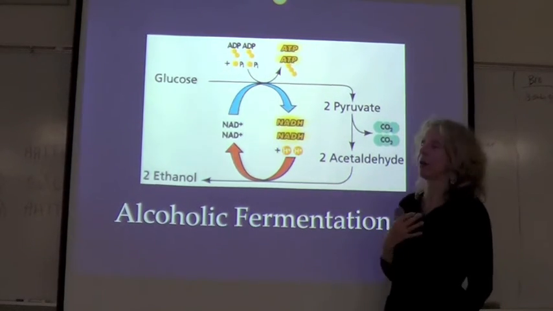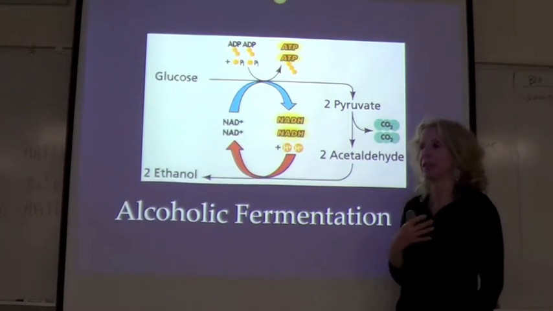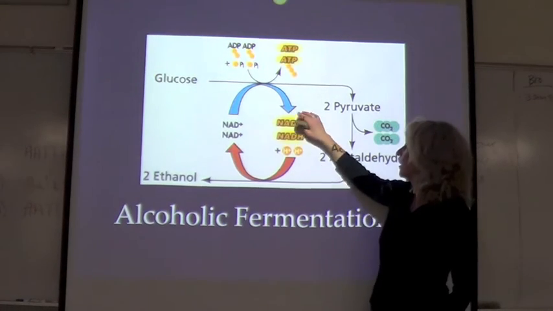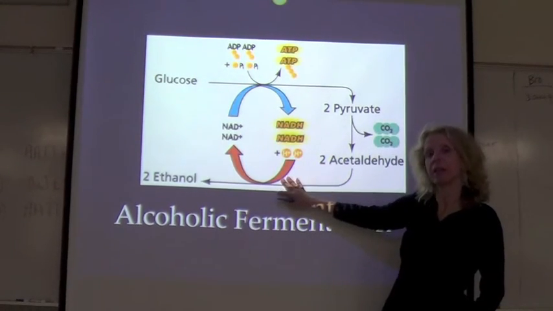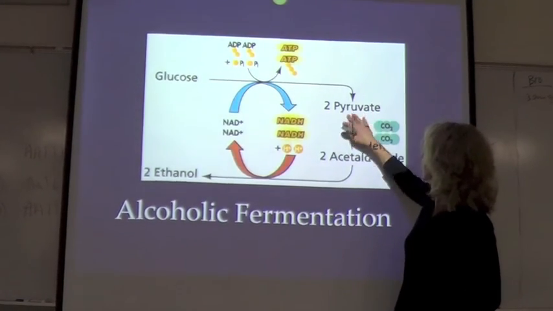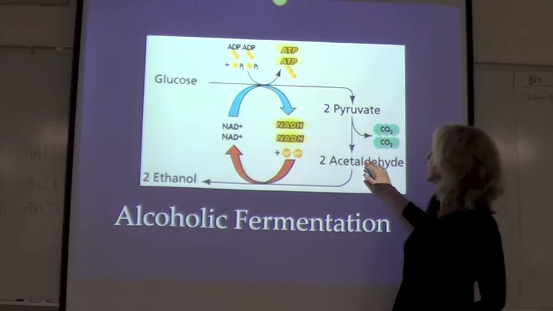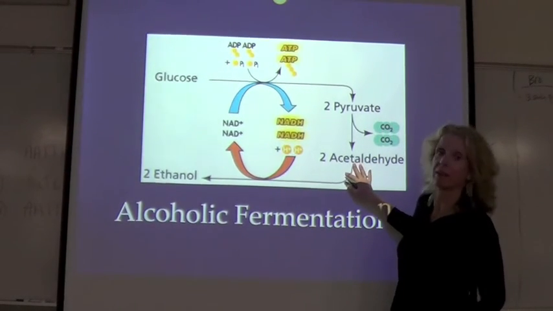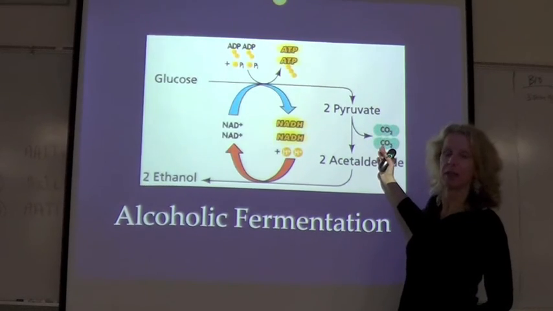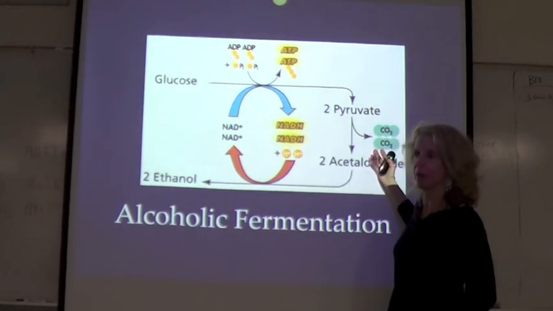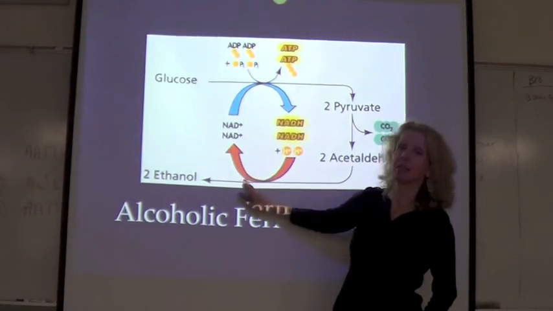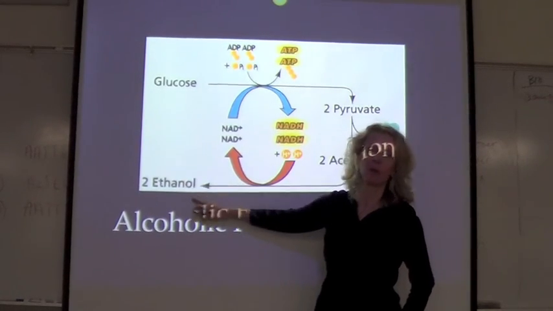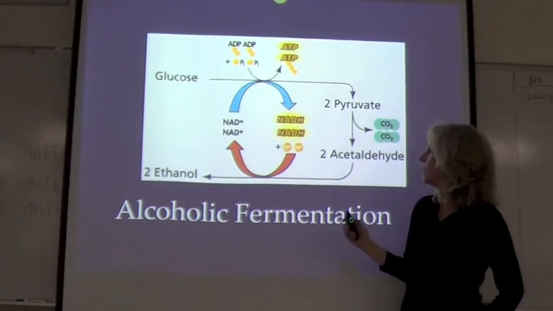In this scenario, if I'm NAD and I'm living in a yeast or a bacterial cell, I'm going to donate my hydrogens and my electrons to this pyruvate, which becomes acetaldehyde. By losing a carbon dioxide, that's where those carbon dioxide bubbles come from. And by accepting the other electrons, it becomes ethanol, which is a type of alcohol.